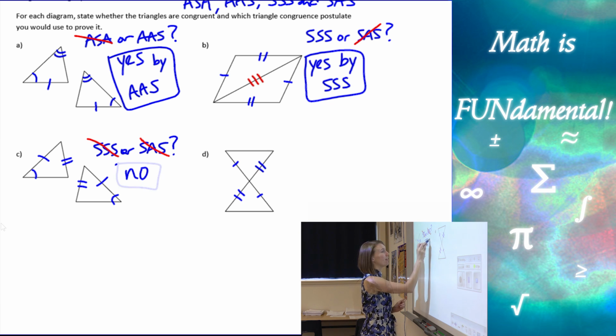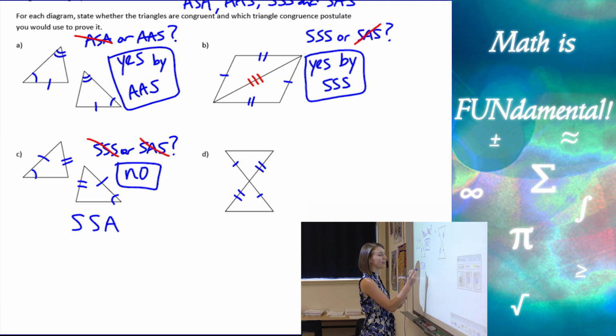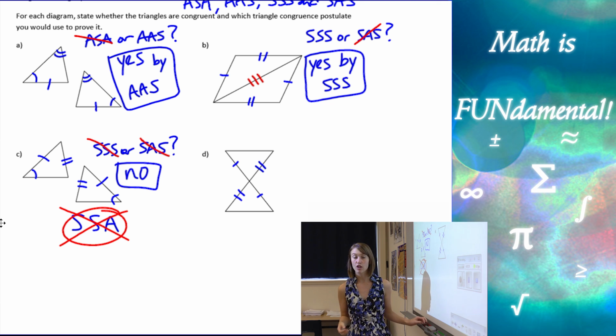So no. If we try to make our own letters with this information and we go around our triangle, we would have a side, and then an angle, and that doesn't work in geometry. In math, this is not enough to show that two triangles are congruent, so we can't use it.